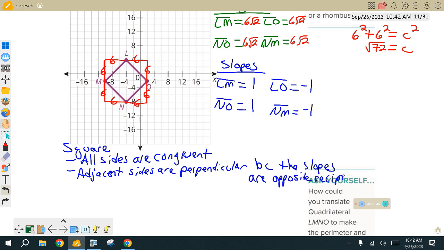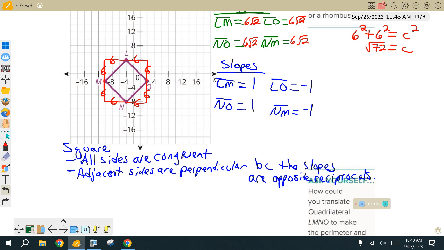Okay. Again, I know I'm being picky on that, but that is the way that those should be written at the bare minimum. Adjacent sides are opposite reciprocals. It's not quite the full meaning there. But perpendicular, and why are they perpendicular? It's because the slopes are opposite reciprocals. Alright, you officially have yourself a square now.